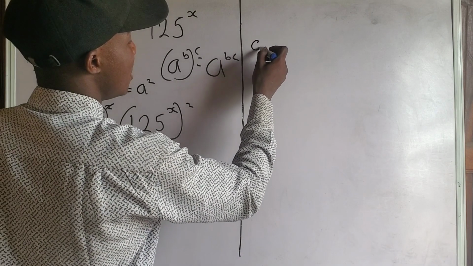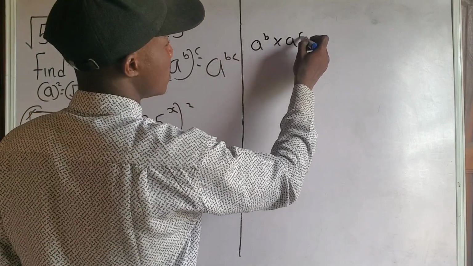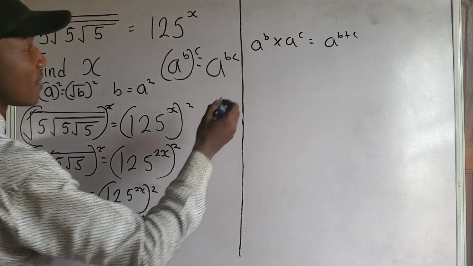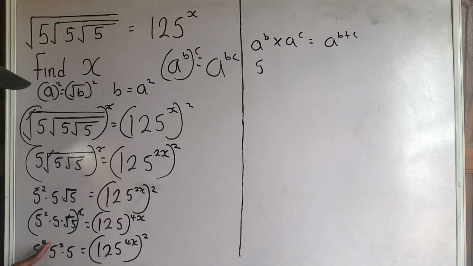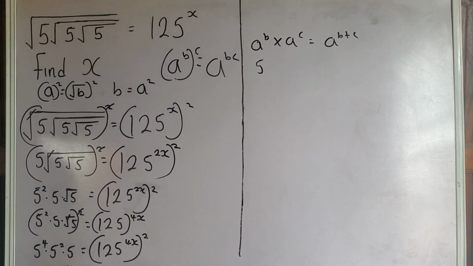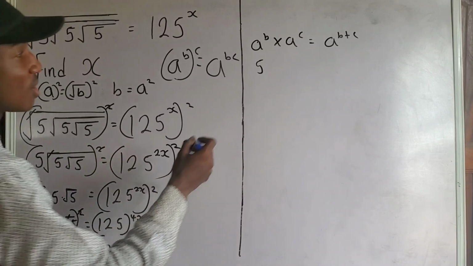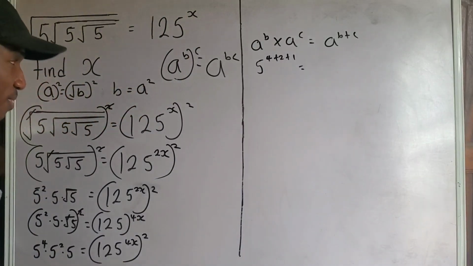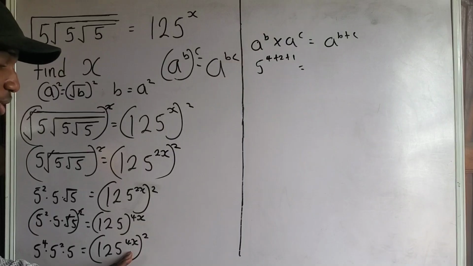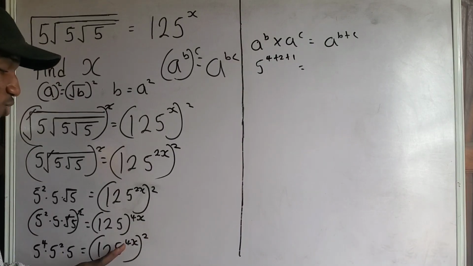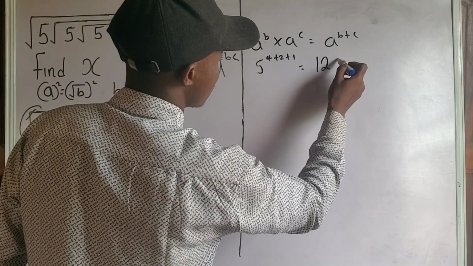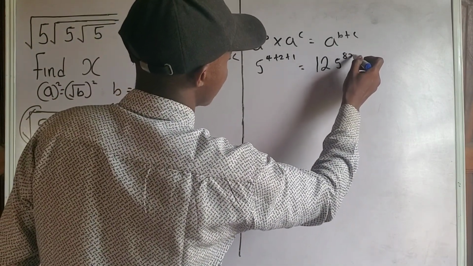According to law of indices, a raised to the power of b times a raised to the power of c equals a raised to the power of b plus c. Hence, this one, I'm going to have 5 raised to the power of 4 plus 2 plus 1, because this 5 can be written as 5 raised to the power of 1. Do you get it? So I'm going to have 5 raised to the power of 4 plus 2 plus 1 equals, now, we are still going to apply this law here. 125 raised to the power of 4x to the power of 2 can be written as 125 raised to the power of 4x times 2. 4x times 2 is 8x. So I'm going to have 125 raised to the power of 8x.